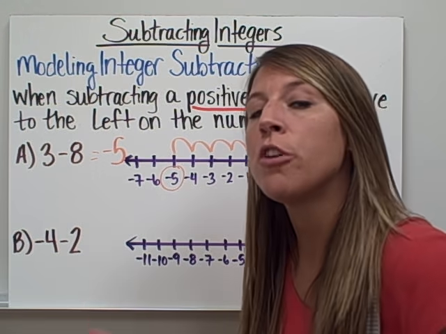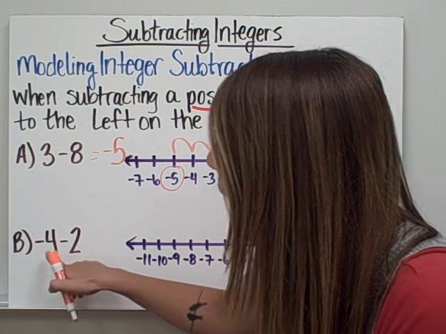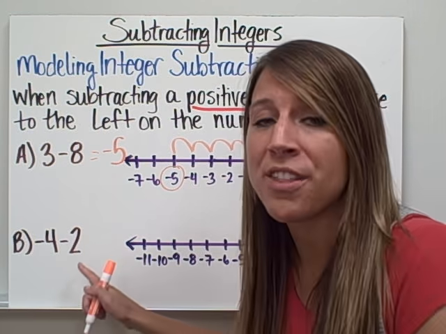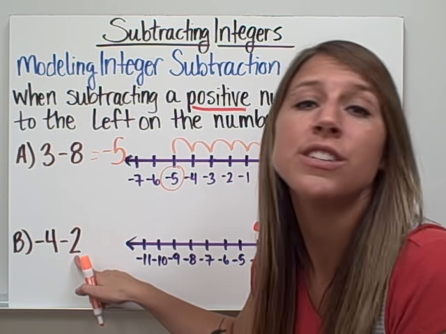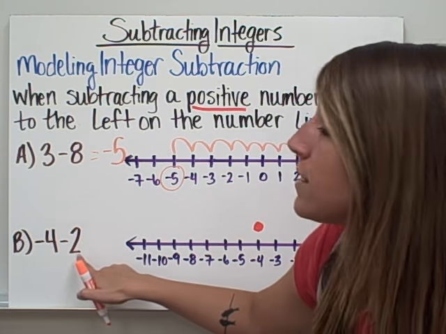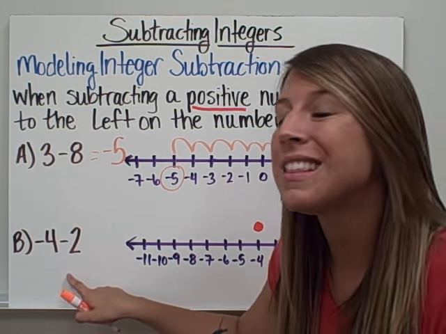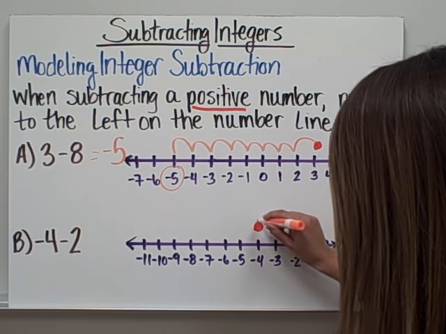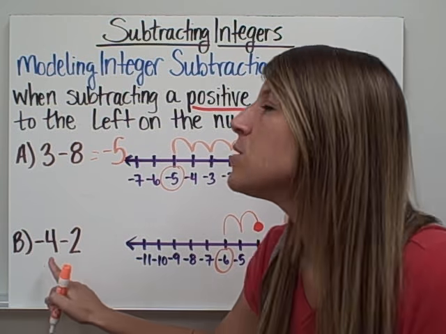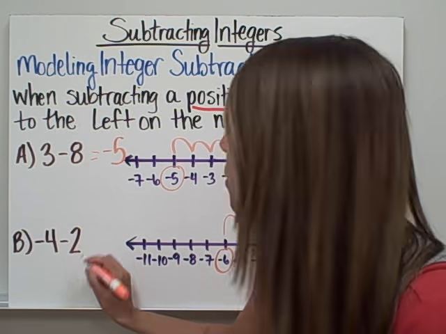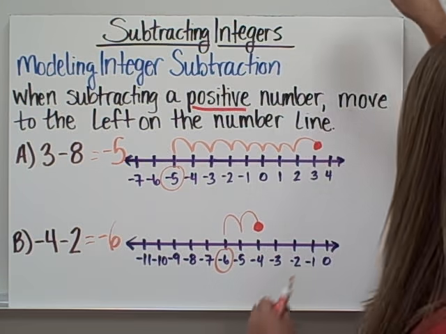The same is true for an example where I take a negative integer and subtract a positive integer. I move to the left on the number line because I am subtracting a positive integer. So -4 minus 2, I start at -4 on my number line and I move to the left 2 places. 1, 2, and I end up at -6. So -4 minus 2 equals -6.